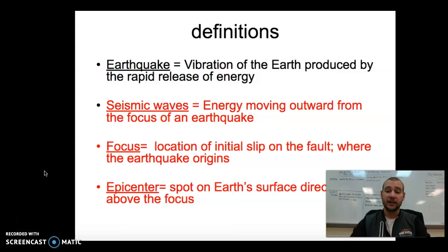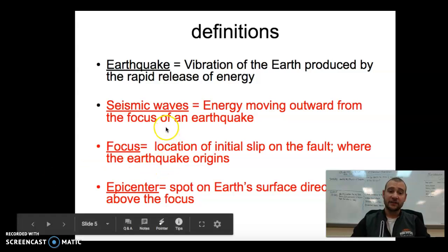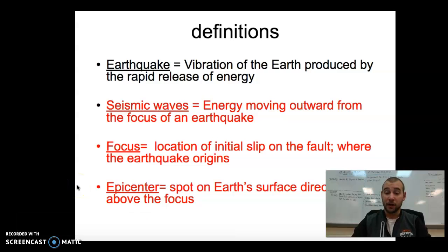So let's go through the big three here. The first key term we're looking at is seismic waves. A seismic wave is just the energy moving outward from the focus of an earthquake. So now we need to figure out what the focus is. The focus of the earthquake is the location of initial slip on the fault where the earthquake begins. So the focus is underground, and that's where it starts, and the seismic waves shoot out from the focus. The epicenter is another key term, and it's the spot on the Earth's surface directly above the focus.